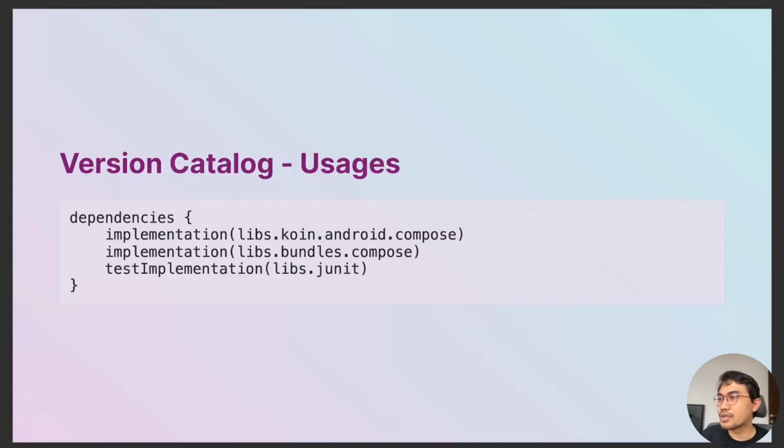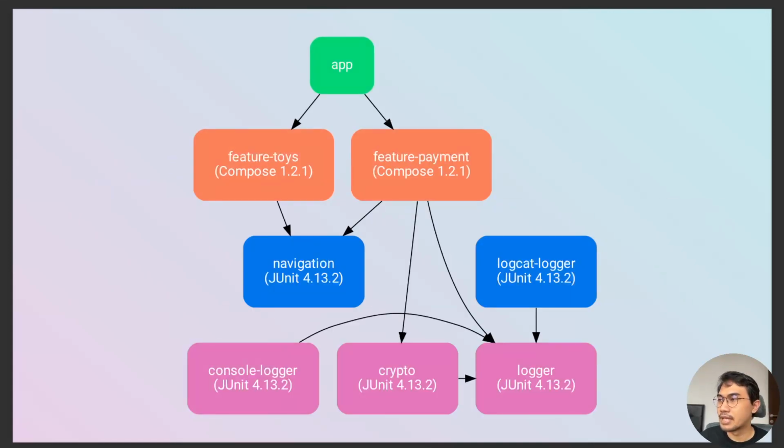And this is how you use the version catalog's libraries. Just use the libs followed by your library or your bundle name. Notice that the library definition is converted from using dash separator to dot separator. In this code, we add the compose as a bundle. We can also use version catalog for test implementation scope. By using version catalog, we are confident that our modules are using the same library version. Feature modules are using the same compose version 1.2.1, and library modules are using the same JUnit version.